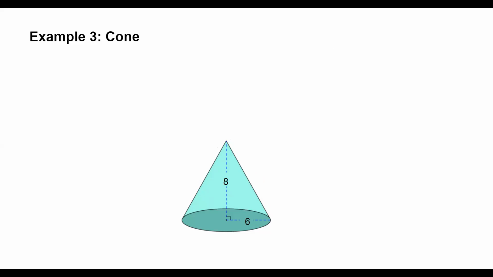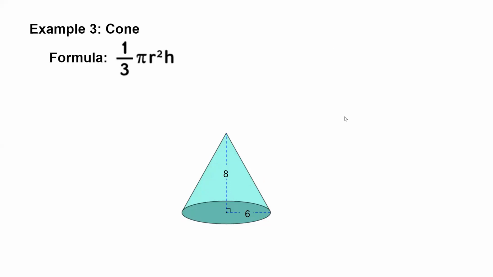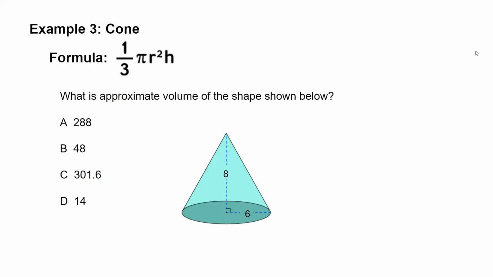Let's take a look at our volume formula. 1/3 times pi times r squared times h. So you start to see that there's a similarity in these formulas. And this formula is dependent on our radius, r, and the height, h. So we do not need that slant height that I was talking about. What is the approximate volume?